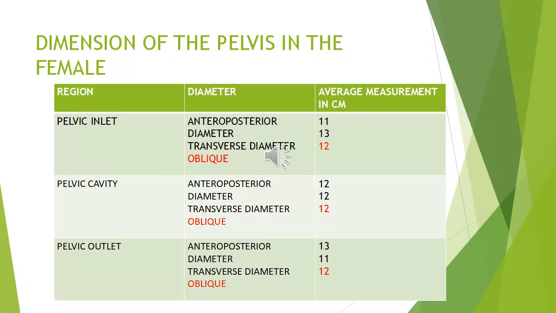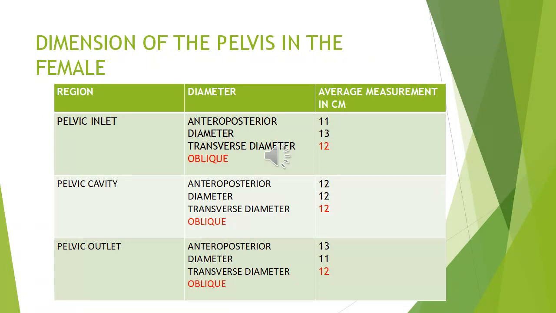Regarding the dimensions of the pelvis in female, we know that the true pelvis is divided into three regions: one is the pelvic inlet, another is the pelvic cavity, and another is the pelvic outlet. You know the boundaries of the pelvic inlet, that is the sacral promontory, then the linea terminalis to the pubic symphysis. Then there is the pelvic cavity. The iliac surface of the pubic bone, ilium, ischium and sacrum are involved in the boundaries of the pelvic cavity, and there is the pelvic outlet.